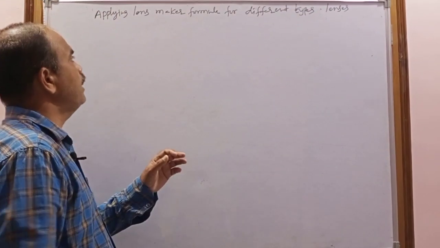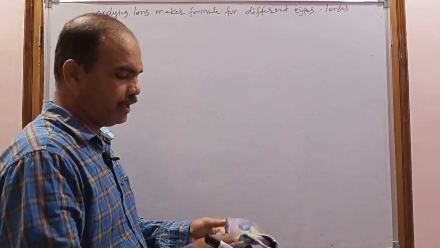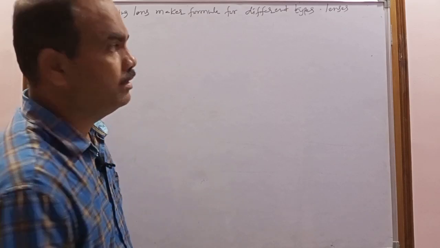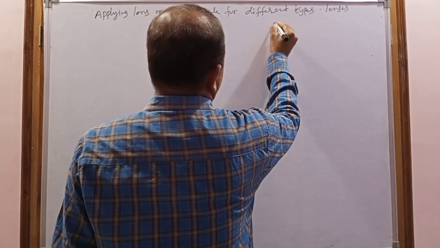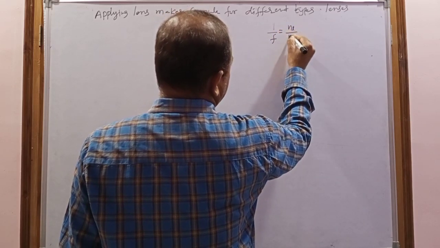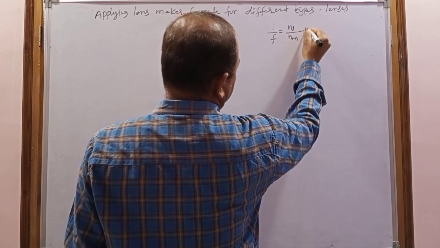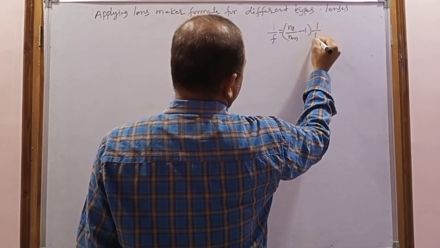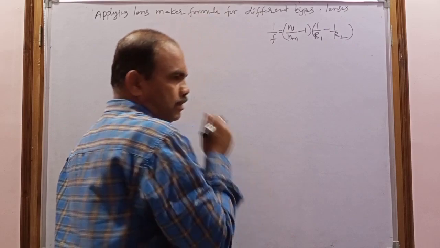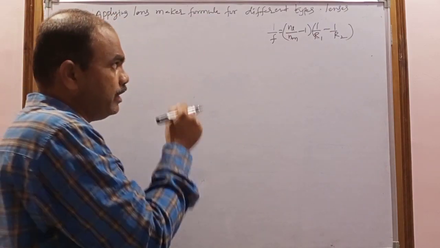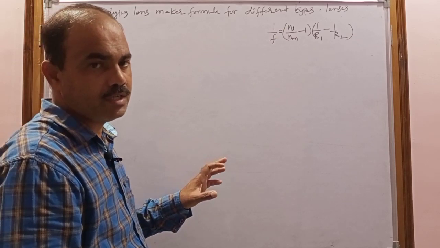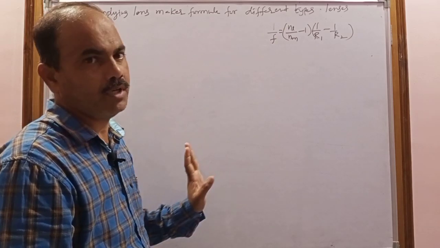So next one, applying the lens maker formula for different types of lenses. So what is the lens maker formula? 1 by f equal to the refractive index of the lens by the refractive index of the surrounding medium minus 1, into 1 by r1 minus 1 by r2. When we use this formula, we can use it only after applying the sign convention.